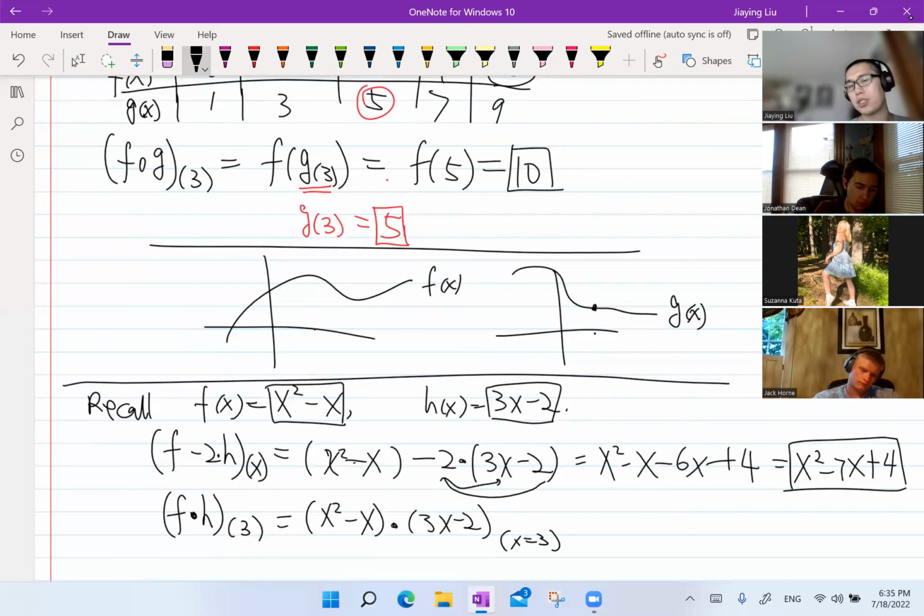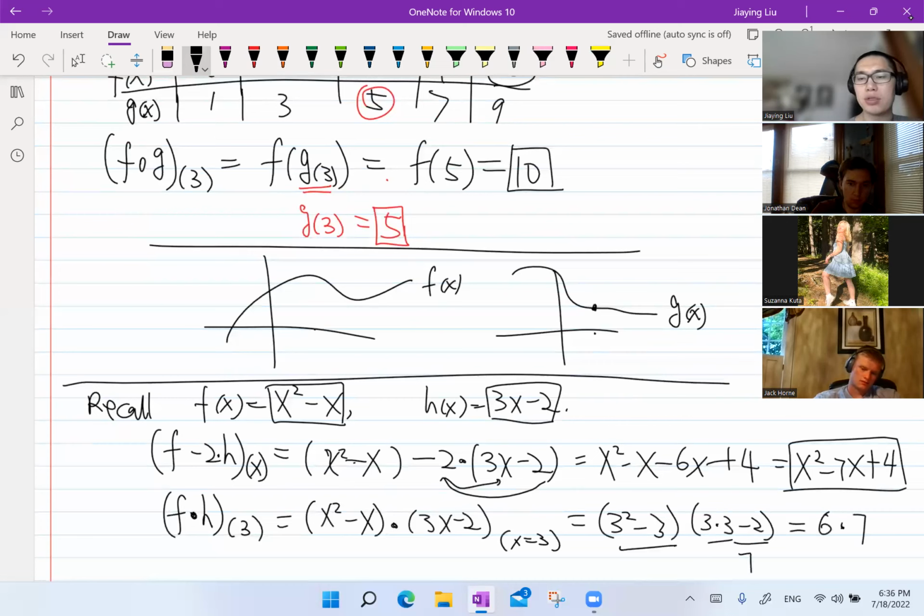Now here you can plug in 3 into each parentheses first, and then multiply the result. So that's going to be 3 squared minus 3 times 3 times 3 minus 2. It turns out to be really nice: 9 minus 3 is 6, 6 times 7. So 9 minus 2 is 7, 9 minus 3 is 6, 6 times 7 at the end.